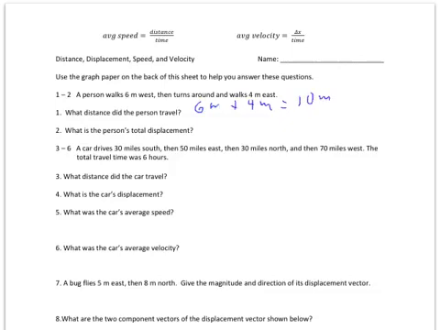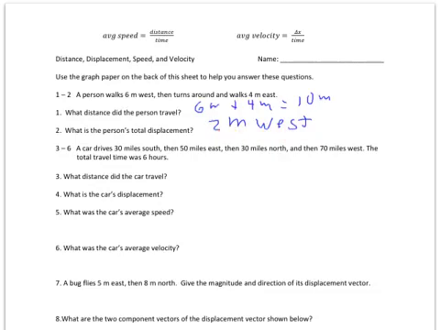Now when we're asked what the person's total displacement was, what we notice is they walked 6 meters west, and then they walked 4 meters to the east. So although they went farther west, because the east took away from it, what we find is they actually have a displacement of 2 meters to the west. Now remember, this is a vector quantity, so I must include the direction along with the actual magnitude.